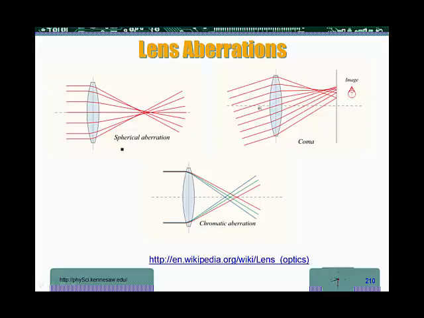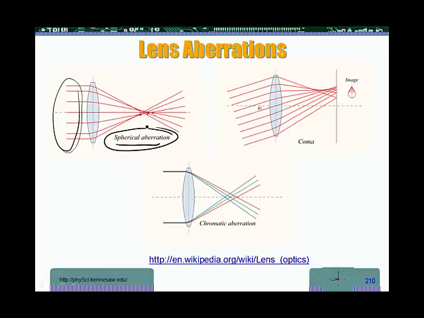What we call a spherical aberration is the fact that the lens is too spherical, or the light is coming into the lens far enough from the principal axis that it will not focus in one point and instead focuses on multiple points, like in this picture. And that's what we call spherical aberration.